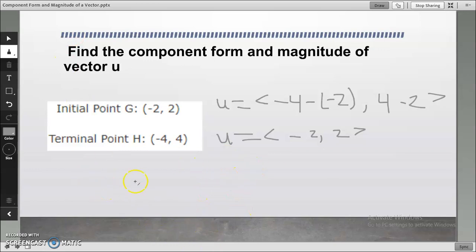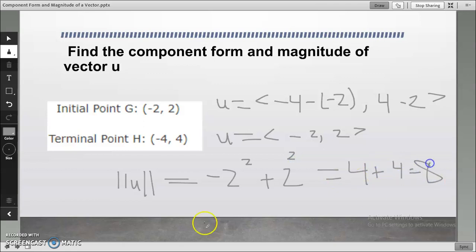The magnitude of vector u, remember we said it's basically just the distance. And as you probably recall, this is the distance formula that we're using because I've taken 2 points, subtracted them, and I'm going to square them now. So I am going to get u1, which is -2, squared plus u2, which is 2 squared. That gives me 4 plus 4, which is 8. So the distance or the magnitude of vector u is the square root of 8.